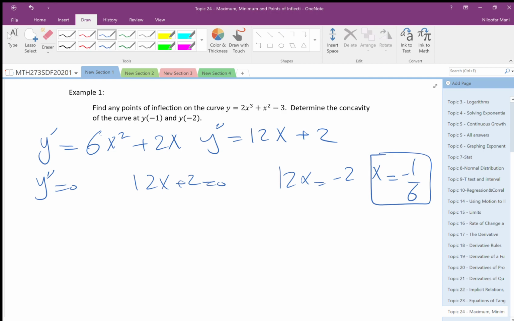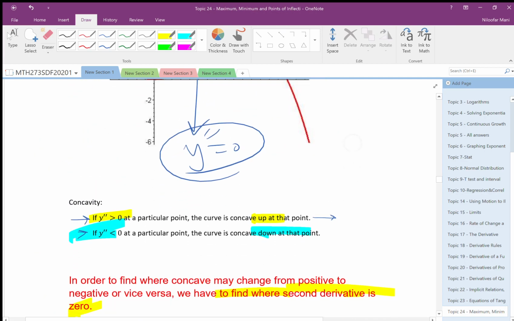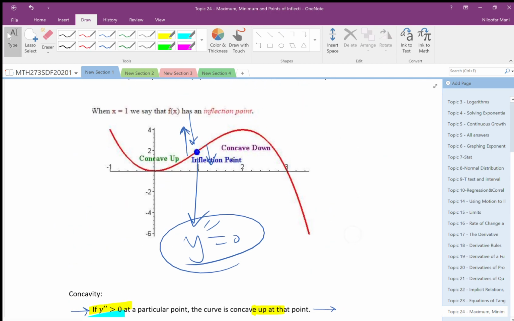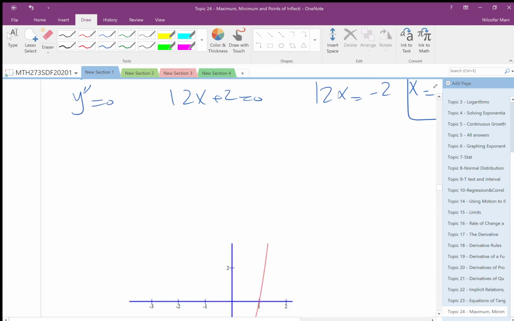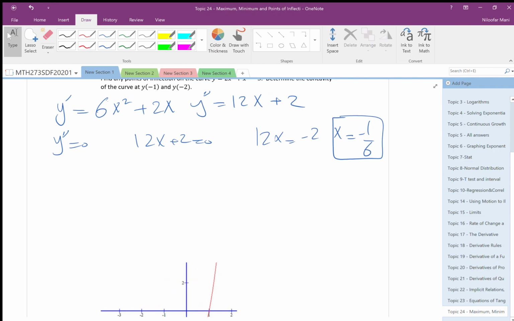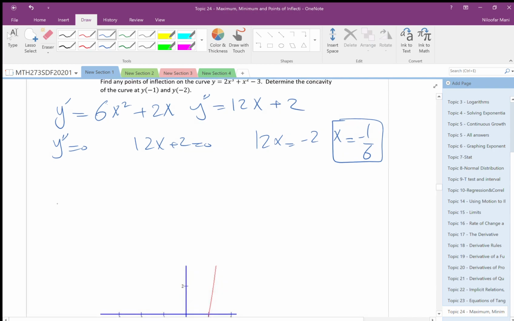You are not here to answer me, so I answer no. Why? Because I have to check if concavity changes. I didn't say an inflection point is where the second derivative is 0. No, I said concavity changes from up to down. So you have to check if concavity changes. So this is the second derivative, right? Good. So I find minus 1 over 6 here.